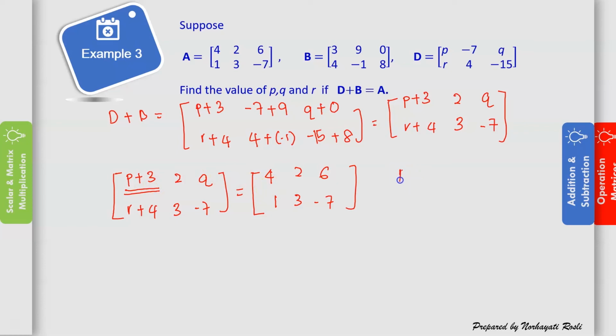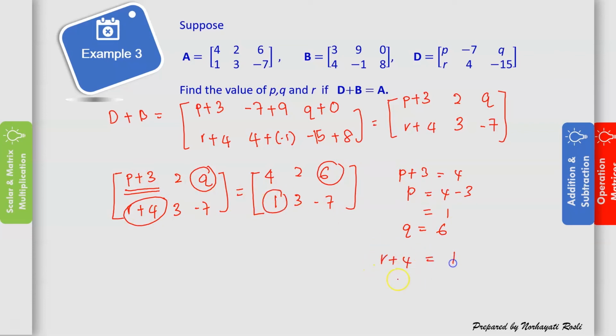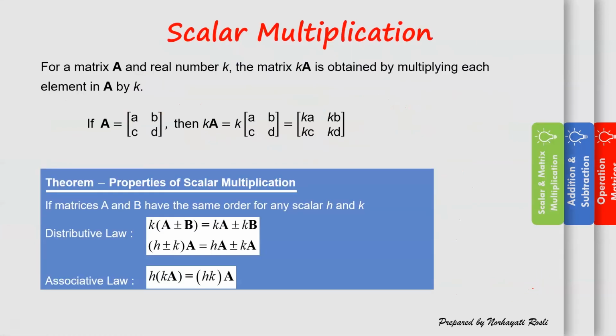Now we can see that our P plus 3 equal to 4. So P equal to 4 minus 3, which is equal to 1. And then Q here equal to this 6, means that directly we can get Q equal to 6, and then R plus 4 equal to 1. You can solve here, you will get R equal to 1 minus 4, which is equal to negative 3. Means that we got here our P is 1, Q is 6, and R is negative 3.